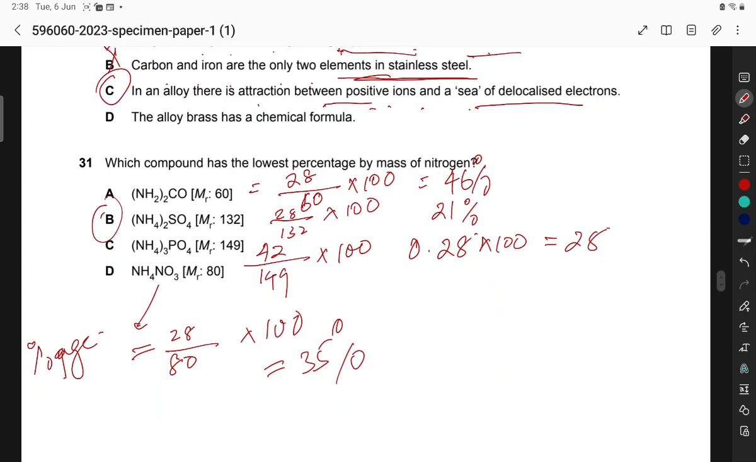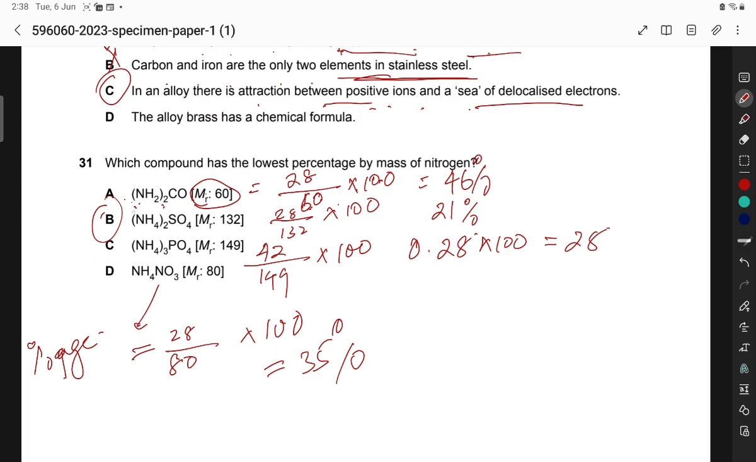Which compound has the lowest percentage by mass of nitrogen? In this way we will calculate the percentage by mass of nitrogen in each compound. The Mr of the compound is given, and in this compound nitrogen is 2, so the total nitrogen mass is 28 divided by 60 times 100. This is the method to calculate the percentage by mass of any element in a given compound.